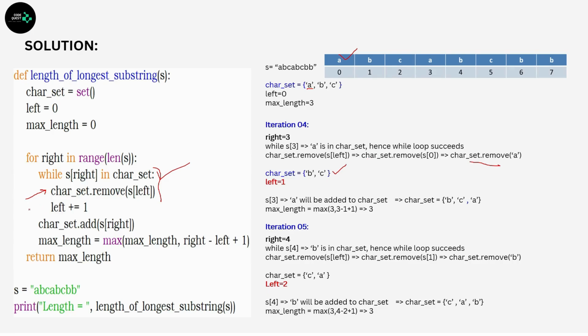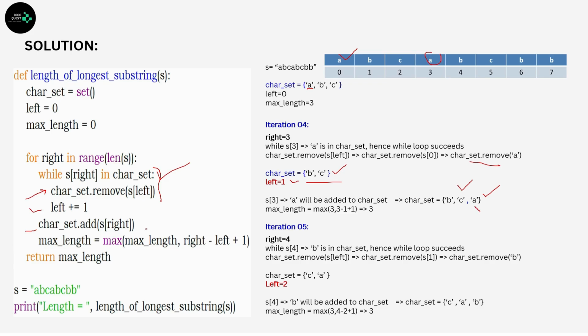In the meantime, the next statement is what? I am increasing the value of left. So left was 0 earlier, now it is going to be 1. Then we come down to this statement where we are going to add S of right. S of right means what is right now? 3. So S of 3. What is S of 3 representing? A. So A will be added to the set. Hence the set has now become, already we had B, C, and A is added to it. So the set is updated to B, C, A.